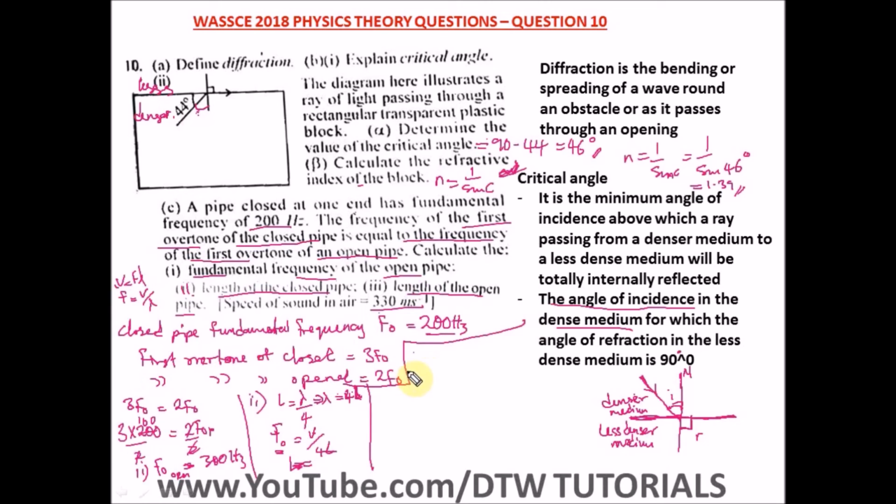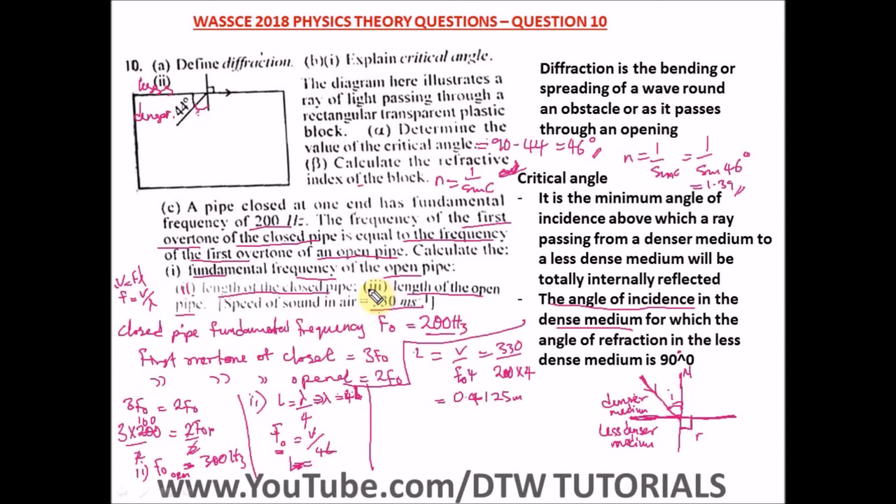Okay, so it's equal to what? From here, making L the subject of the formula, we have L is equal to V over 4F0. And what would that give us? V is 330 over the fundamental frequency of the closed pipe, which is 200 times 4. When we punch in our calculator, we are going to have 0.4125 meter. Okay, that's the length of the closed pipe.